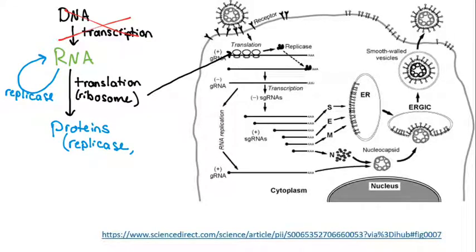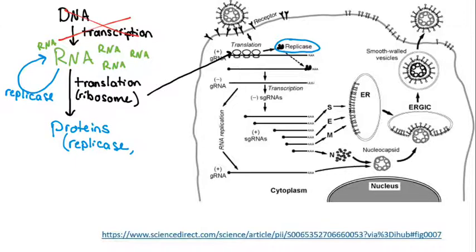And so normally in our cells, we do not have anything that does this replicase function. We don't have a way to copy RNA to make more RNA. So this is unique to the coronavirus. This replicase takes RNA and just copies it. And so we get a lot of different RNA pieces.